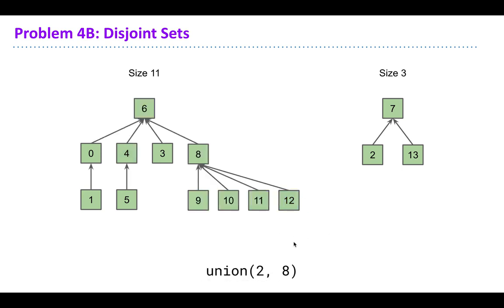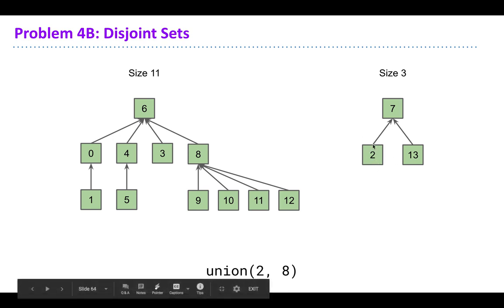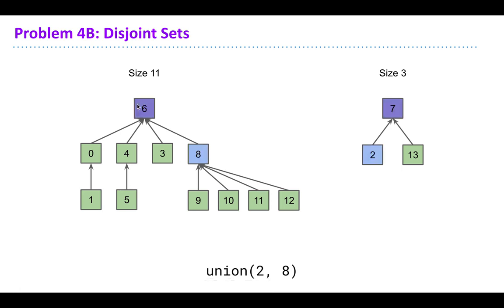Cool. Okay, finally, union of 2 and 8. I'm going to look for 2, it's connected to the 7. Looking for 8, connected to the 6. Again, no path compression here, because if I'm 8, I'm not looking at my children. I don't know what's pointing to me. So I only worry about things along the path up. So no path compression to do.